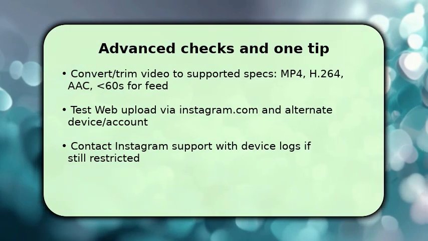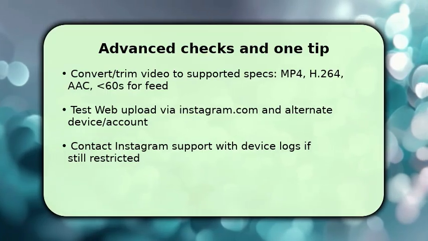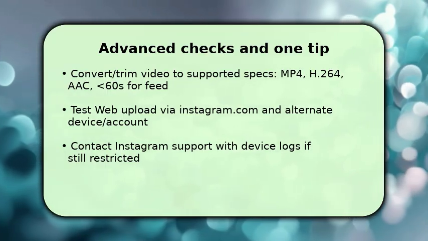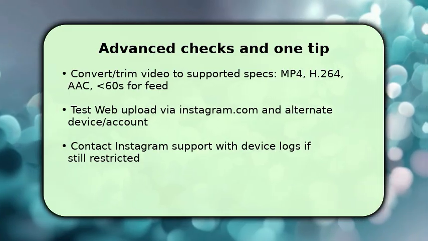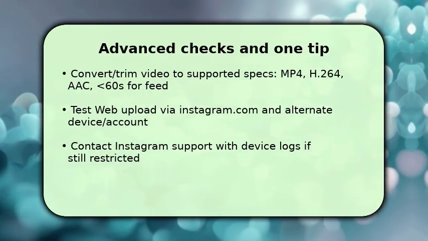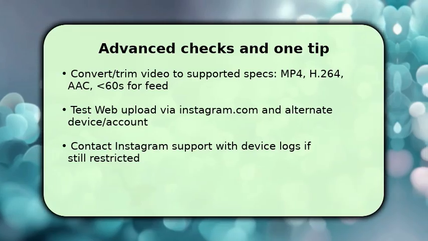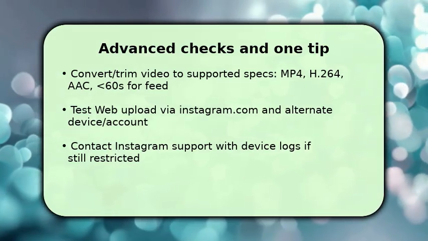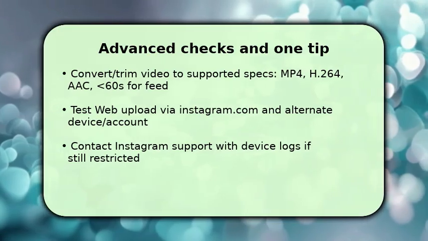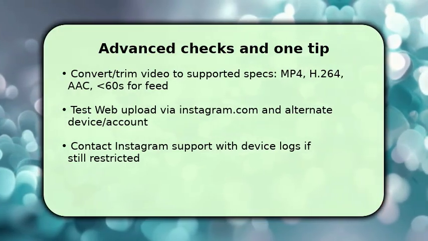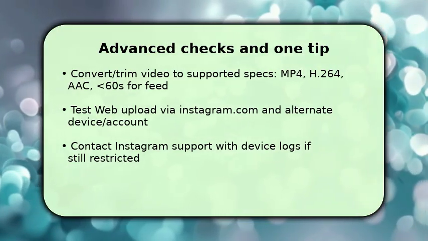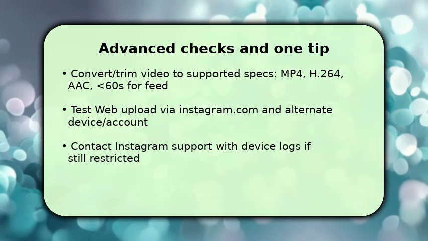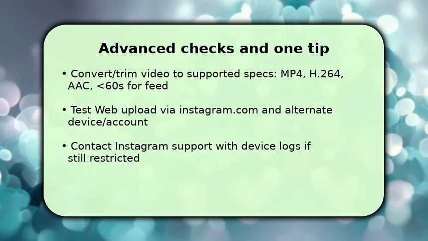Finally, confirm media specs. Convert any odd format video to MP4 with H.264 and AAC audio, trim overlong clips, and try uploading again. If uploads still allow photos only, test via Instagram.com or another device to determine if it's account level. As a last step, collect screenshots and device details and contact Instagram support or report a bug in app.